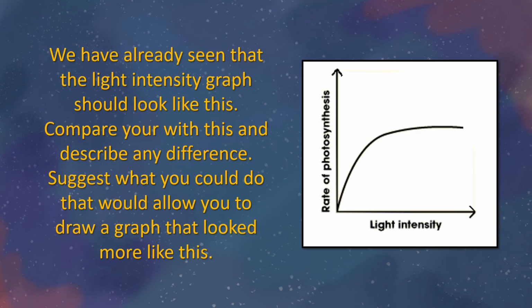So in previous lessons, we have already seen that light intensity graphs should look like this. So it should go up to a certain point and then it should plateau off. I want you to compare your graph with this and describe any differences. Suggest what you could do that would allow you to draw a graph that looked more like this. So how would you change the experiment?